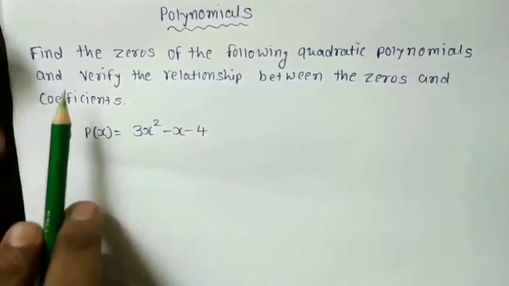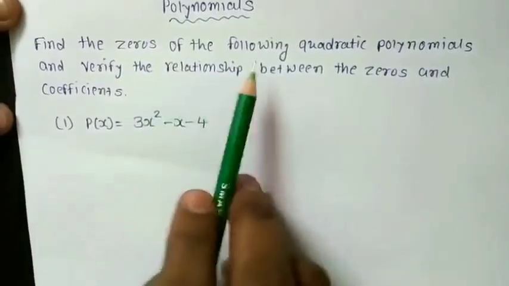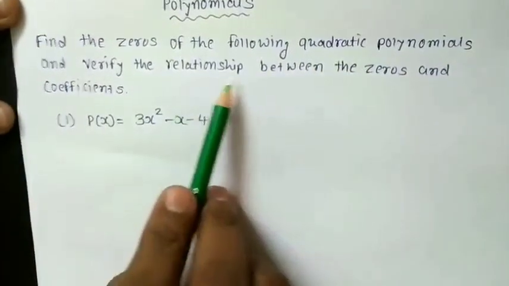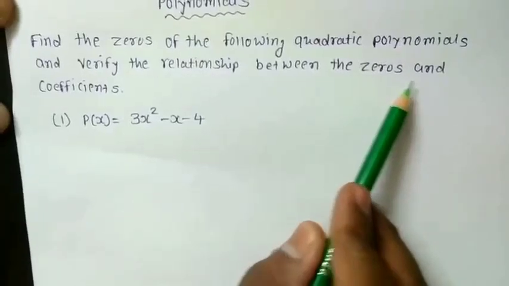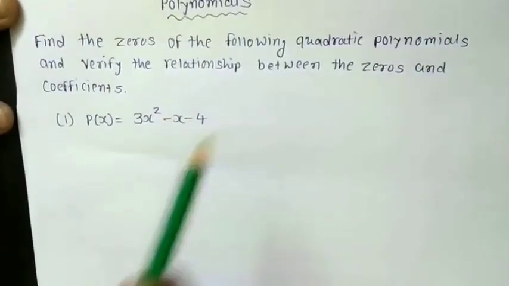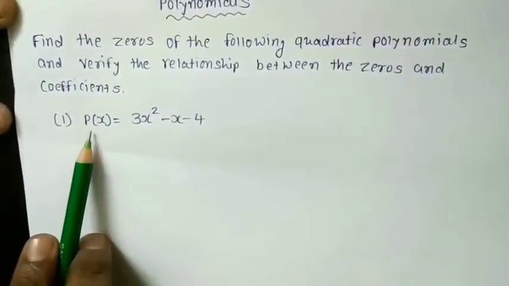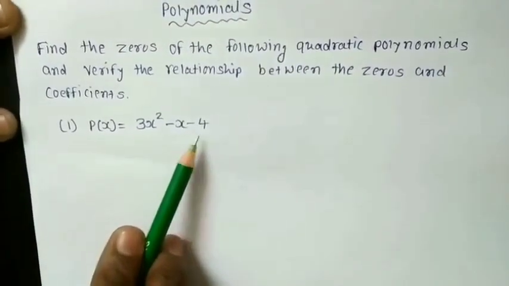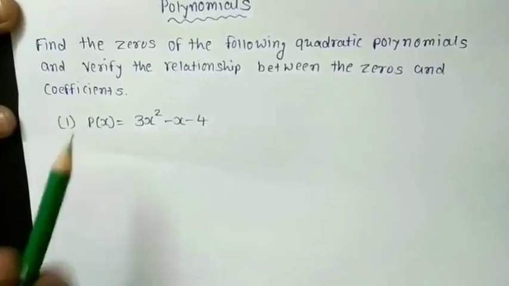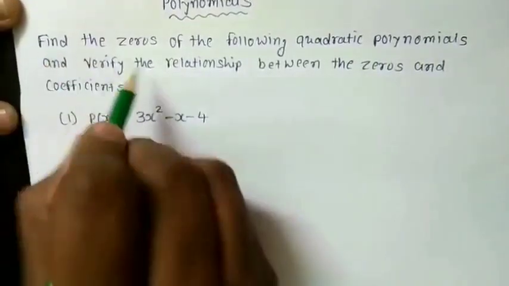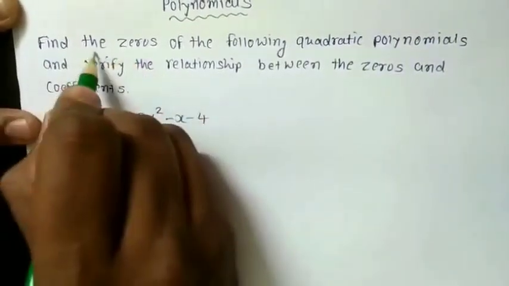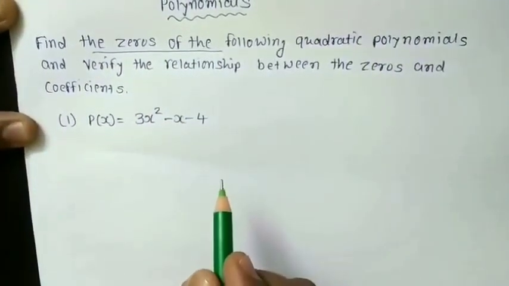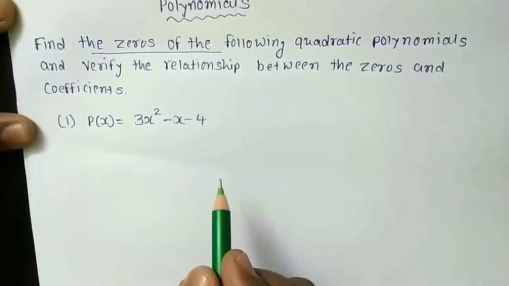Let's see the question. Find the zeros of the following quadratic polynomial and verify the relationship between the zeros and coefficient. Here the given polynomial is p(x) = 3x² − x − 4. As asked in question number 1, we need to find the zeros of the polynomial. Zeros means solution of the given quadratic polynomial.